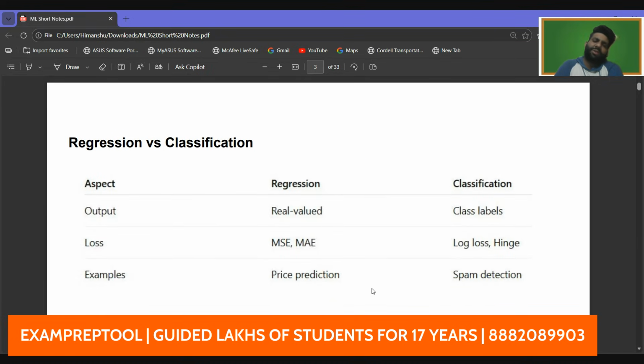So, regression versus classification. You already have that idea. In one, we are predicting a number, and in the other, we are predicting a kind of class. Accordingly we have the loss functions, and the example is also given. For regression, the loss function is going to be mean squared error or mean absolute error. For classification, it's the log loss, nothing but the entropy loss, and hinge loss, which we generally see in SVM. There are other losses as well, but right now just this. We have examples like price prediction, and for classification, an example would be spam detection.